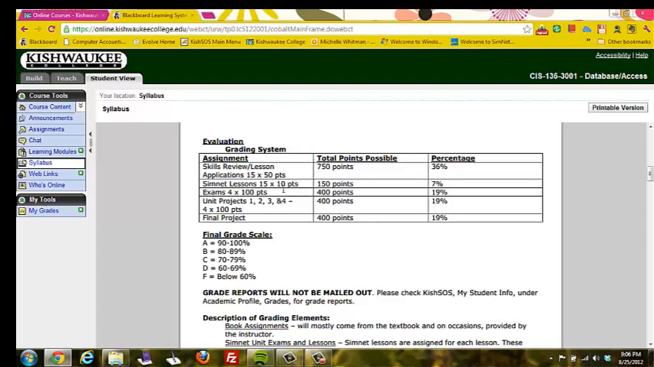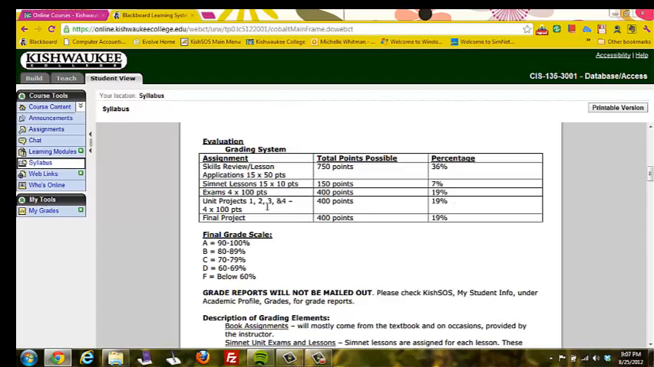The SimNet lessons are worth 10 points. There's 15 of those, and that's over in SimNet, and those are worth 150 points together. We have 4 exams. Again, that is also in SimNet, and each is worth 100 points, so that's worth 400, or 19% of your grade.